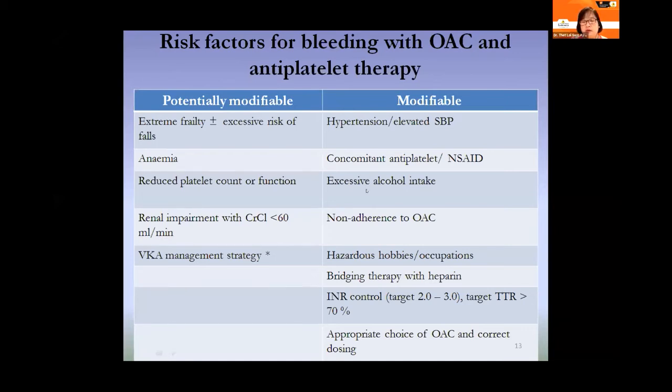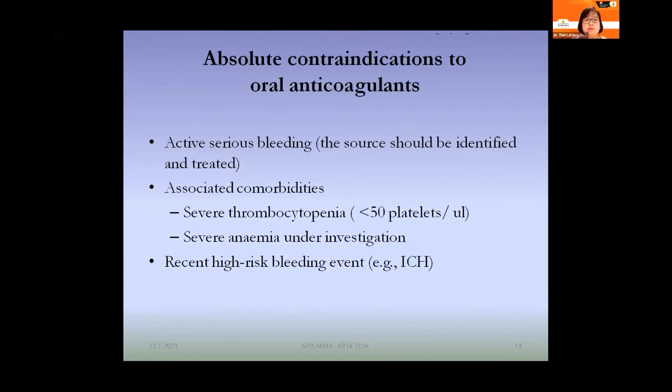If the patient is having excessive alcohol intake, we should educate the patient to refrain from alcohol, so there will be a reduction of 1 point in the HAS-BLED score, so that the HAS-BLED score will be lower than the previous episode, and then the patient will have less chance of bleeding. So these are the absolute contraindications to the oral anticoagulants.